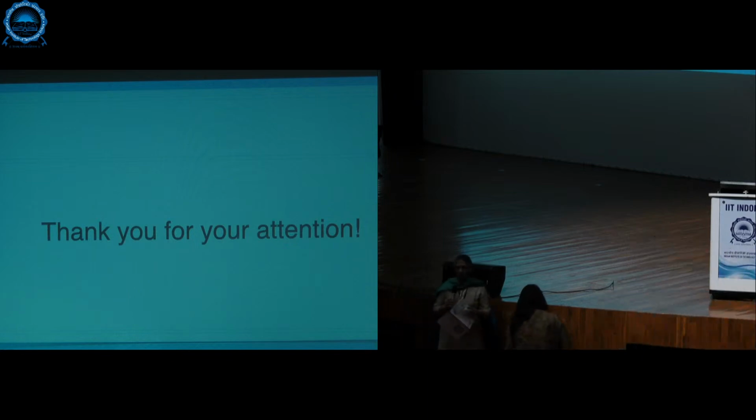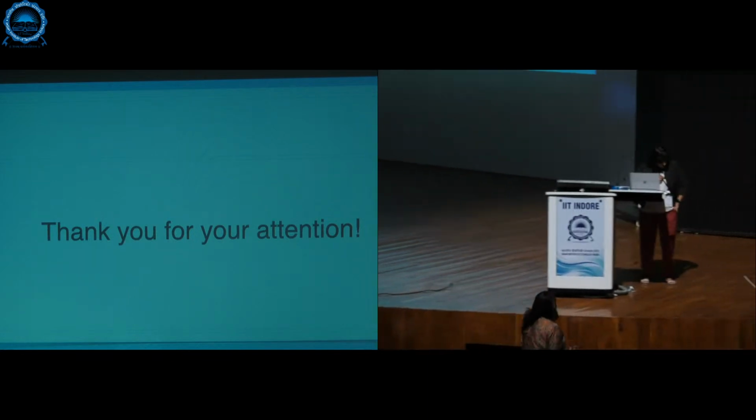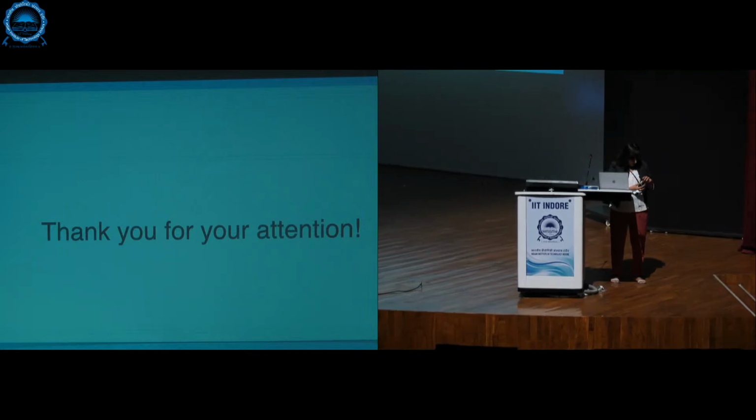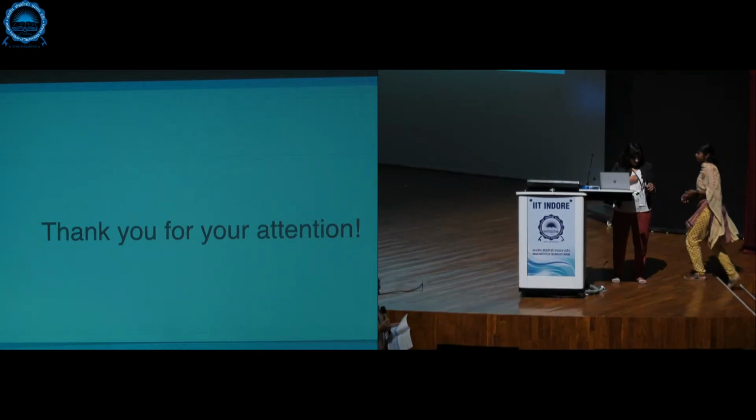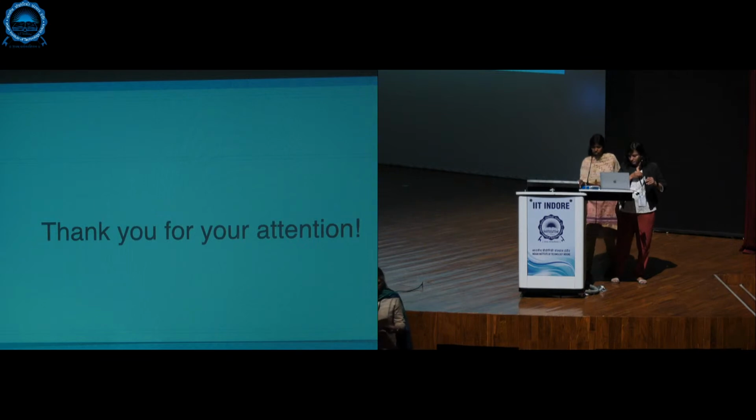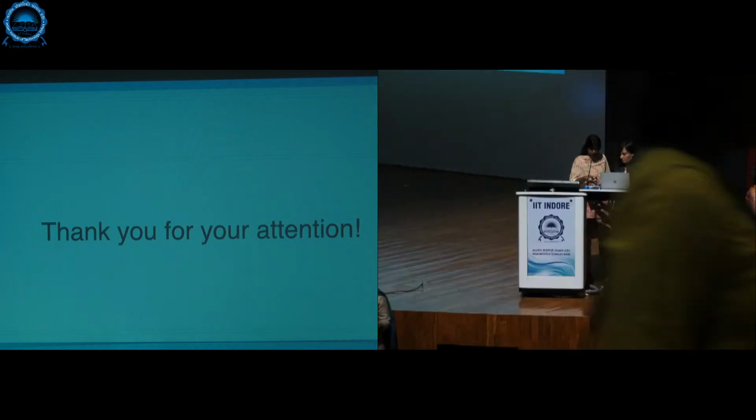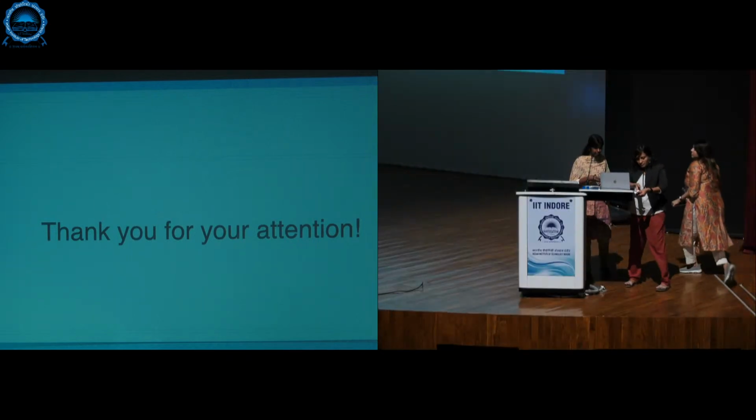So from the sun, we move to neutron stars. The next talk is by Debarati, and she'll be talking on probing the ultra-dense matter in neutron stars using gravitational waves.